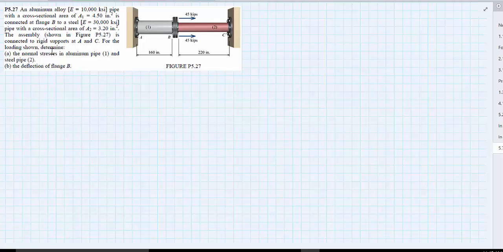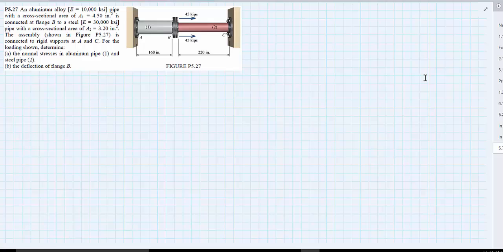So there's a fixed support at both ends of the assembly, and we're asked to find the normal stress in the aluminum pipe and the steel pipe and the deflection at flange B.